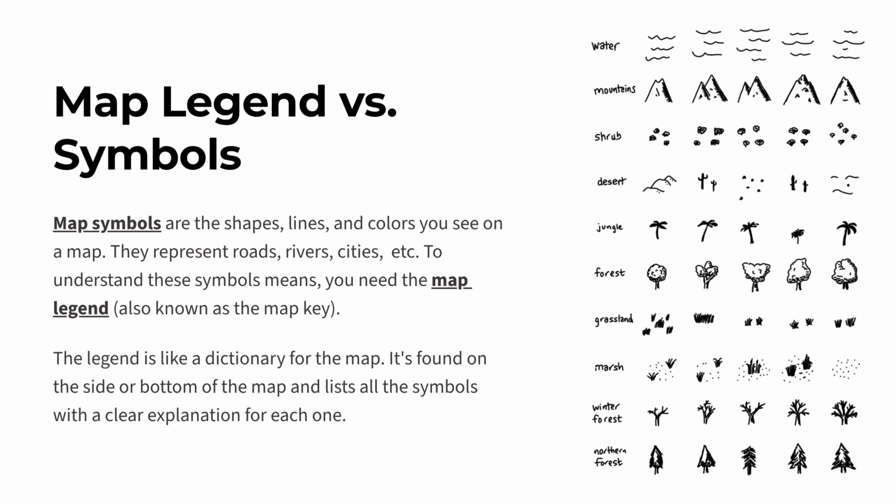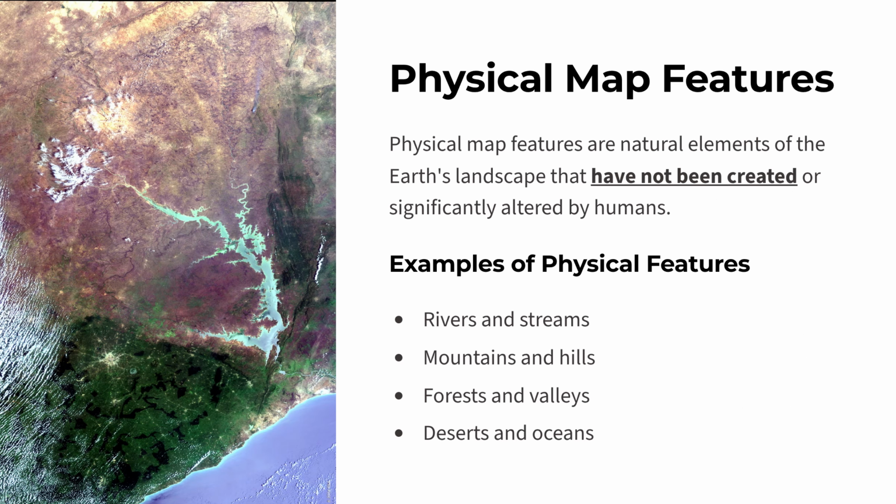Now that we understand symbols and the map legend, let's learn about the two main kinds of features that appear on most maps: physical features and human features. First, physical map features. These are the natural parts of the earth, things created by nature, not by people.